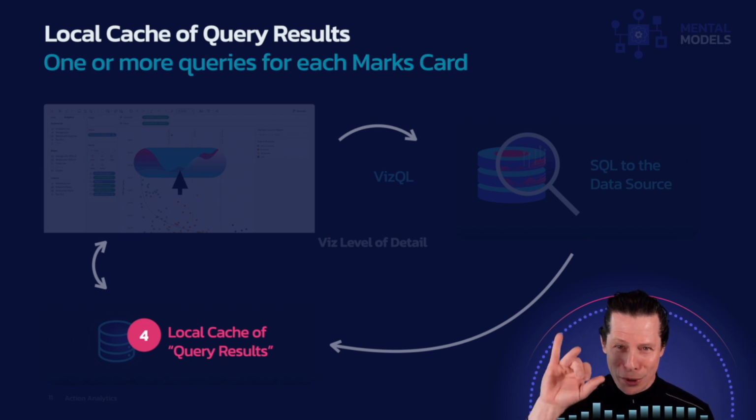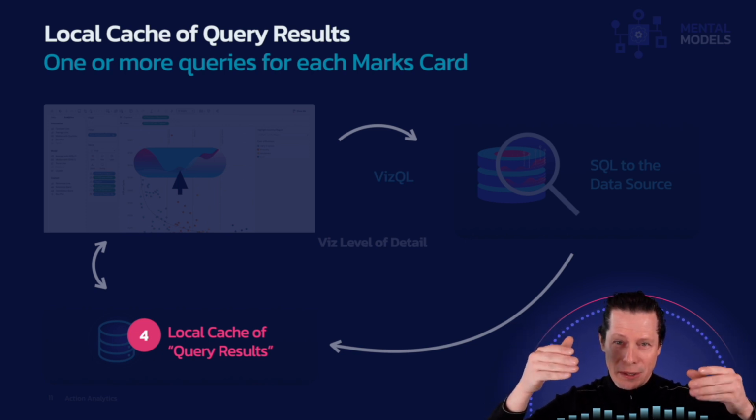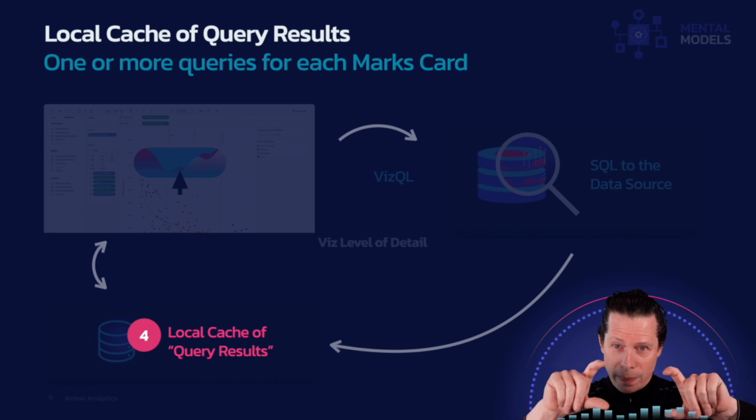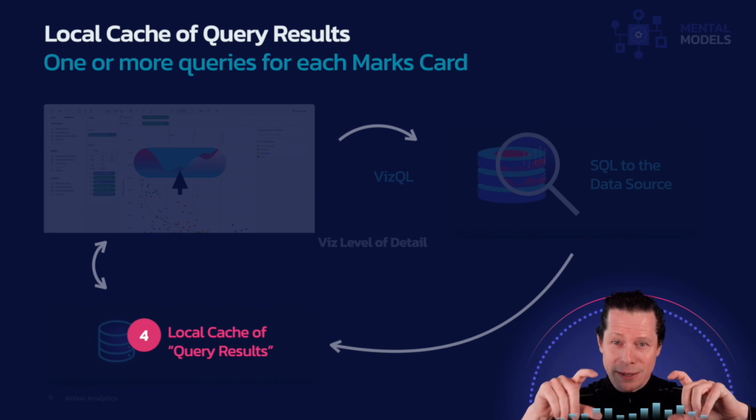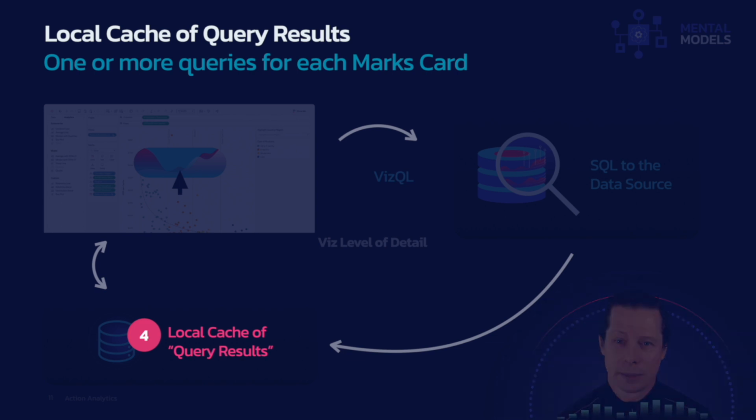So when you right click on a mark and you say view data, the first thing it's going to give you is that summary view. And that summary view is the tabular layout of this local cache of query results.